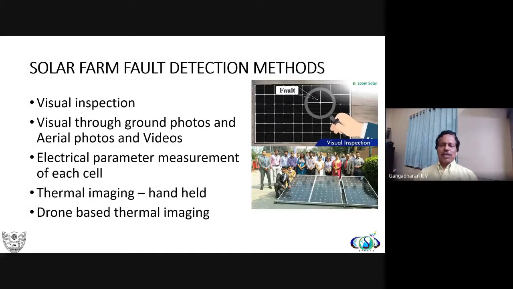You can have control elements like relays where it can be reconnected or the connection can be reoriented using appropriate methods. Then comes the thermal imaging, which is either handheld or drone based. So today we are just going to look at a few specific things about thermal imaging, both handheld and drone based. And the story behind how we reached there will probably also be mentioned in the talk.